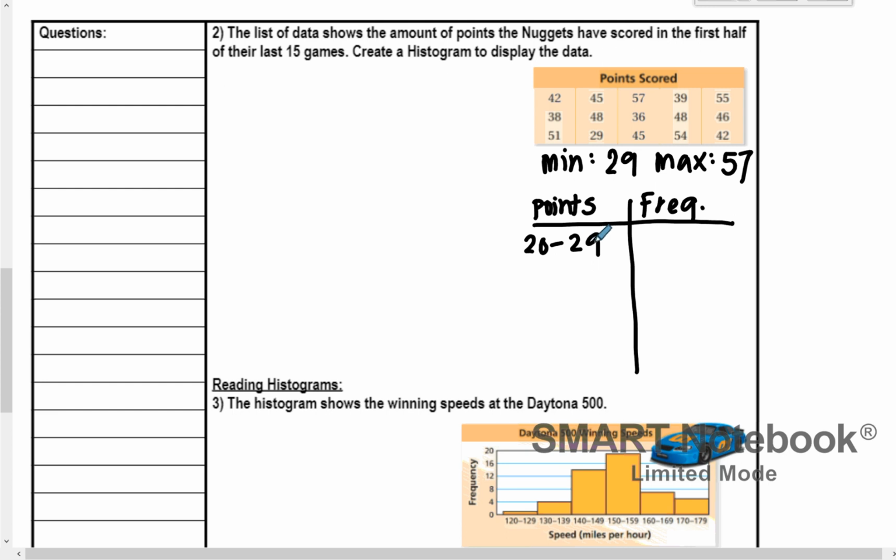Our next interval would be the number after 29, which would start at 30 to 39, 40 to 49, 50 to 59. Now we can stop there because our biggest number is 57, which would fall in this interval. Smallest number is 29, which would fall in this interval, and we're good.